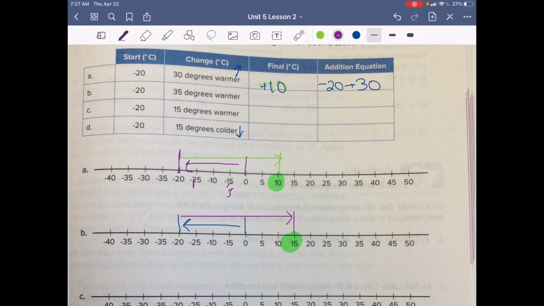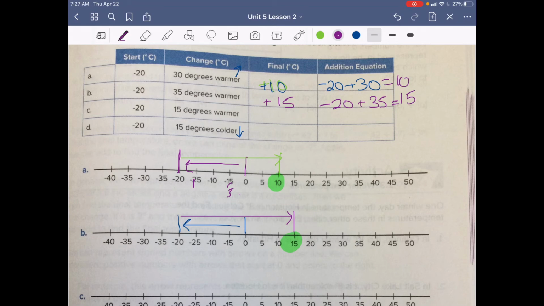Let's go ahead and write that sentence. So we're at -20, and we added 35. Oh, we forgot to actually write our final answer in. 15.